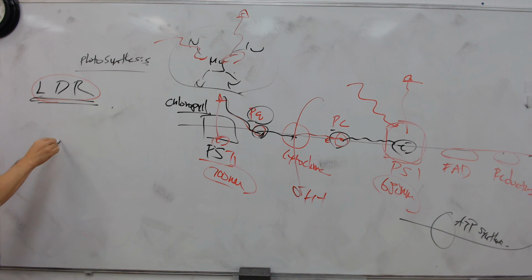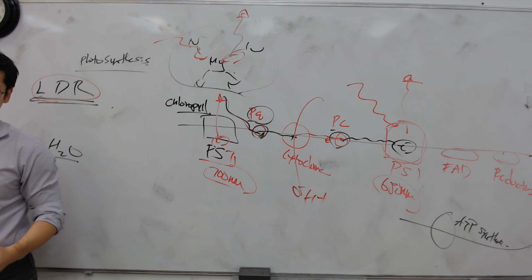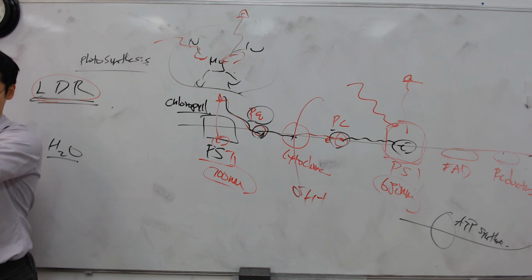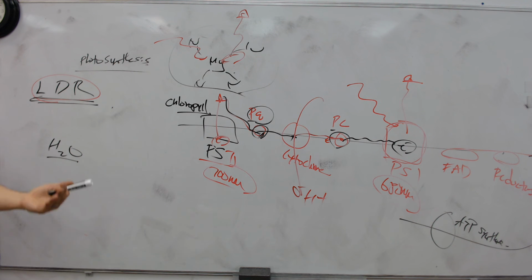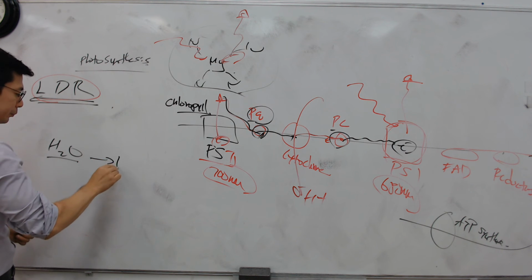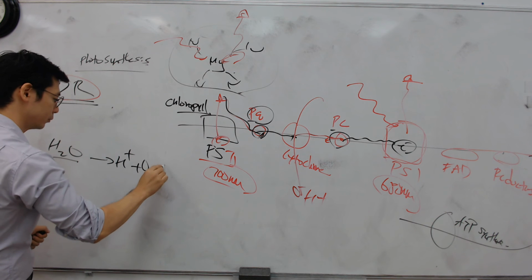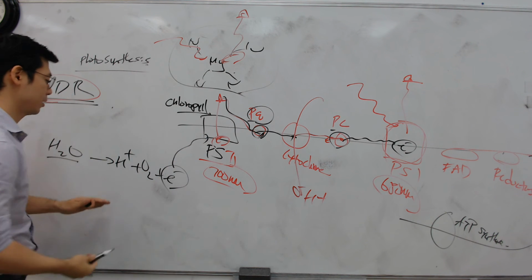Water, H2O. So you have plants. If you have plants, how do they survive? You put sunlight and what? Water, and they grow themselves. Why water? You have to ask yourself why plants need water. Water will do this: the electron gets replenished by water.